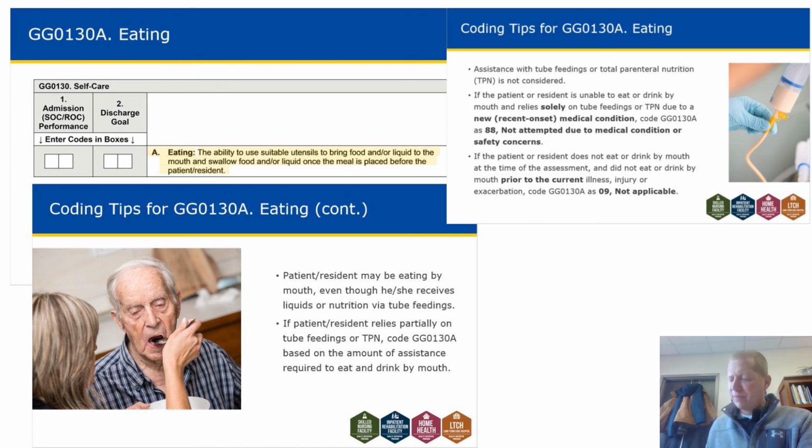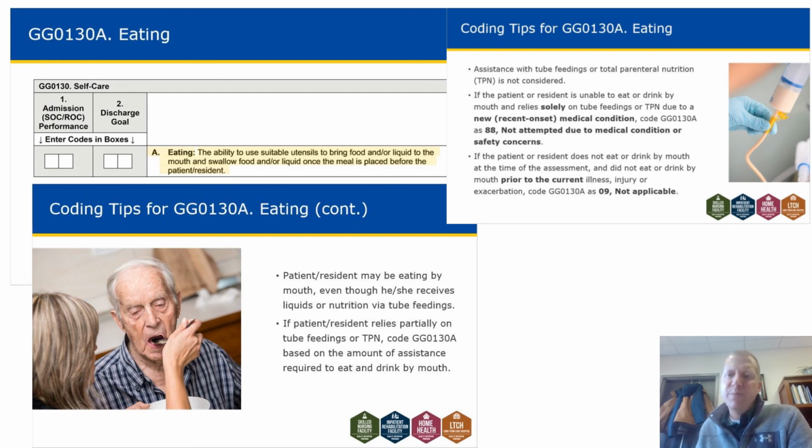So I'll go through each one and provide a little bit more clarity or depth. Looking at eating, it is the ability to use utensils to bring food and or liquid to the mouth and to swallow. Just some points of interest. If somebody is being tube fed, we don't consider that as part of eating. So if the patient or resident is unable to eat or drink by mouth because they're being tube fed, we would simply code it as not attempted due to a medical condition.